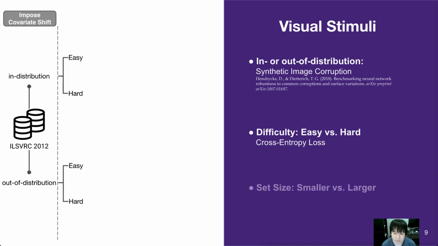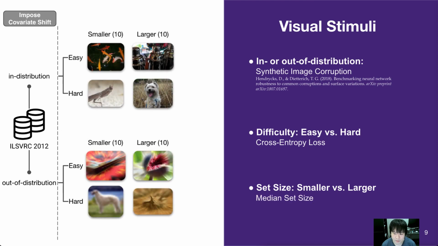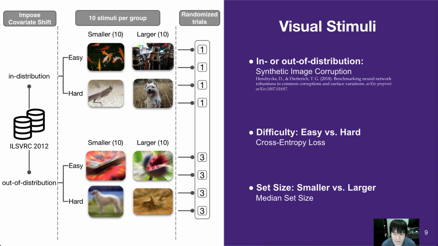As previously mentioned, prediction sets can have varying sizes based on difficulty, so we further categorize image stimuli by set size into smaller ones or larger ones within each difficulty type. We selected 10 stimuli for each predefined group, which leads to a total of 80 candidate images. And our participants were tasked to label 16 sampled images in a randomized order, 1 from each in-distribution group and 3 from each out-of-distribution group.